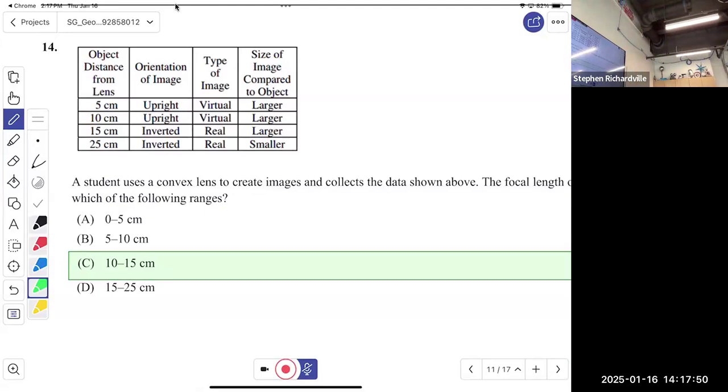It's gonna get inverted, real, and bigger. But somewhere between, look at where it goes from upright to inverted, and there's your answer. No image occurs at the focal, which is somewhere between you being upside down and now upright. I don't know where, but it's gotta be between 10 and 15 centimeters.